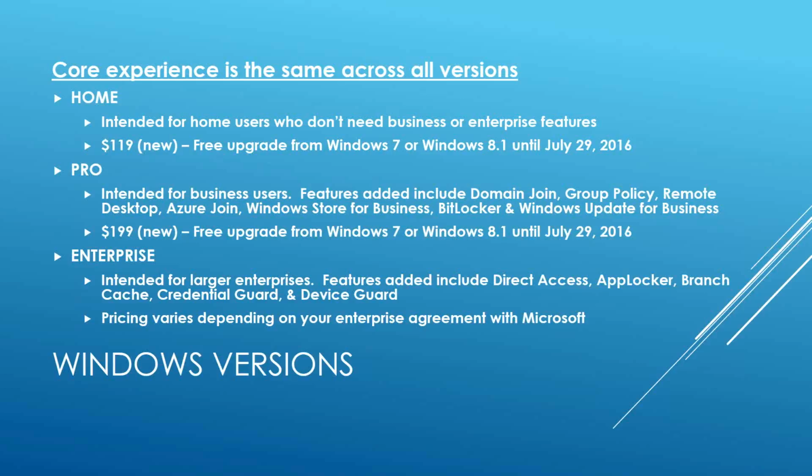So that's the home version. So right now, if you were to buy that brand new, it's about $120, or right now it is a free upgrade if you're already running Windows 7 or Windows 8.1. That upgrade is slated to expire. It started last year in 2015. It's slated to expire July 29, 2016. And what that means is that the free upgrade is what would be expiring.